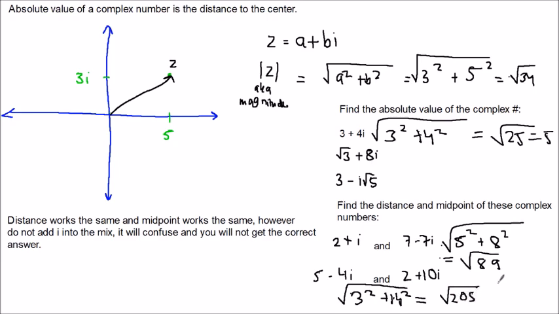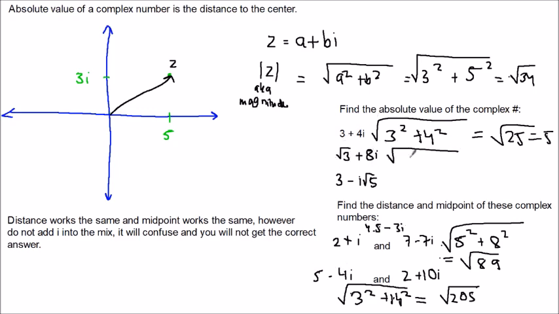Oh god, okay, so those are the distances. What are the midpoints? The midpoint is just the average of the two. 2 plus 7 is 9, divided by 2 is 4.5. 1 minus 7 is minus 6, divided by 2 is minus 3. That's it. I'll let you do the midpoint of this one. I'm going to return back to this.